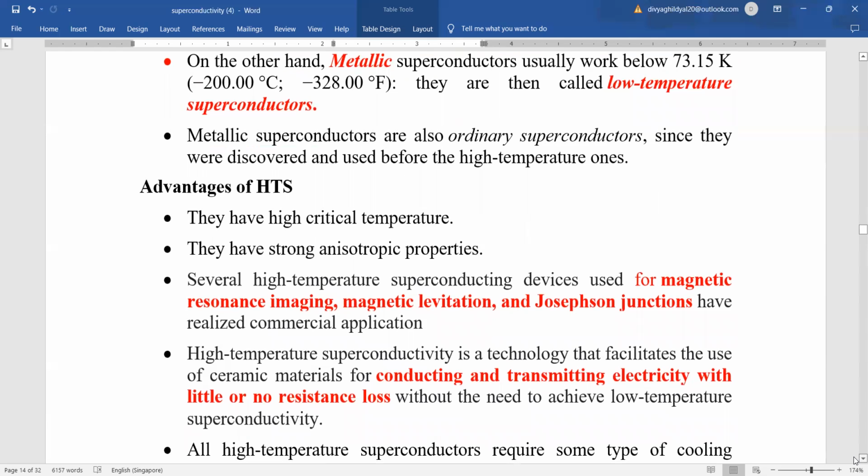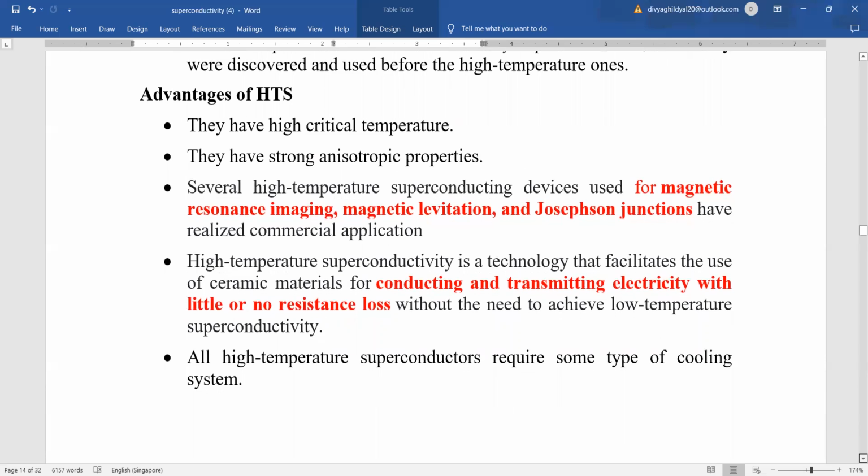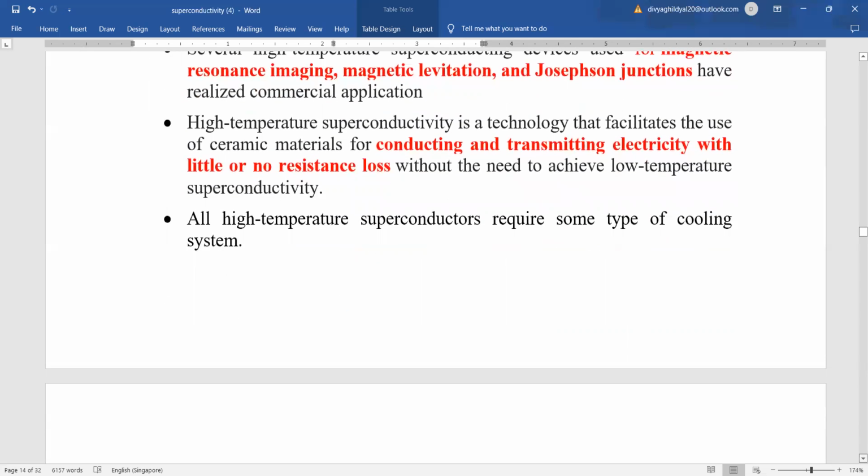An advantage of high temperature superconductors is that they can bear a high critical temperature, so they have strong properties compared to the lower ones. Several high temperature superconducting devices are used for magnetic resonance imaging, magnetic levitation trains, and Josephson junctions, which give a very good continuous flow of current. High temperature superconductivity is also a technology that facilitates the use of ceramic metals for conducting and transmitting electricity with little or no resistance loss.